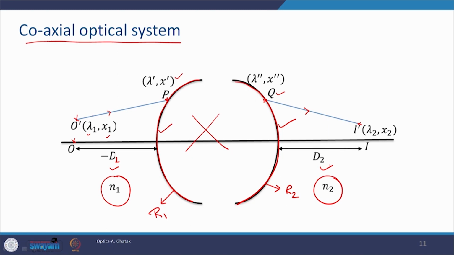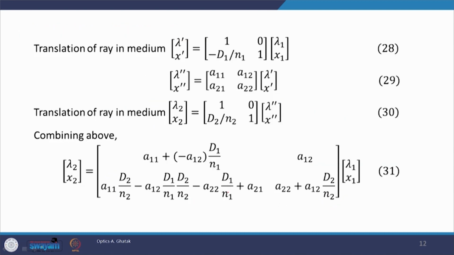Now, what to do? We see that from O prime the ray is travelling, it is translating to point P. Then here we will apply a translation. Again, after emerging from this optical system, the ray is translating from Q to I prime. These two translations are known, but within this box what is happening nobody knows, and therefore we cannot form a 2 by 2 matrix for this system. Let us see how to analyze this.